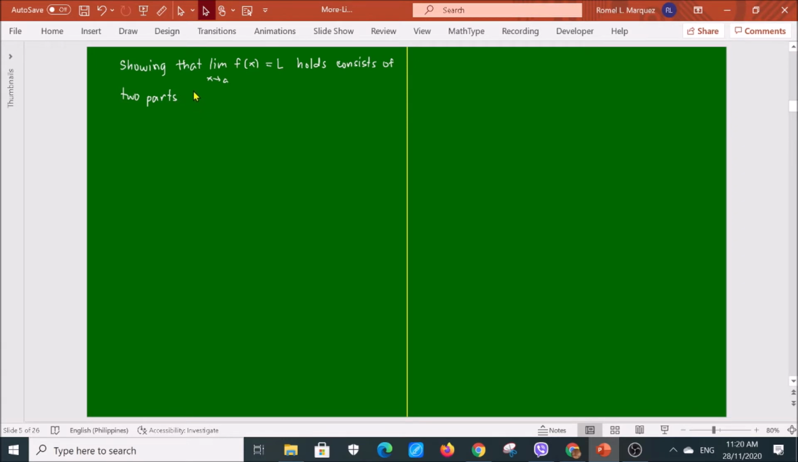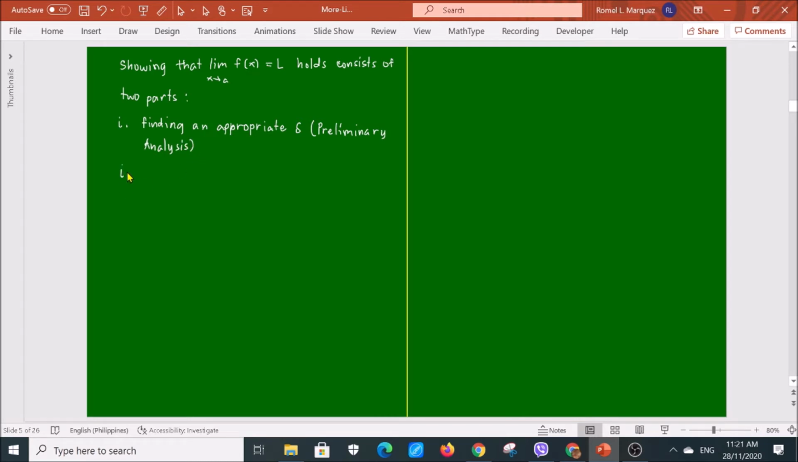Okay? So what are they? Number one, finding an appropriate delta. That's the challenge, no? Finding an appropriate delta. So we call this part preliminary analysis.